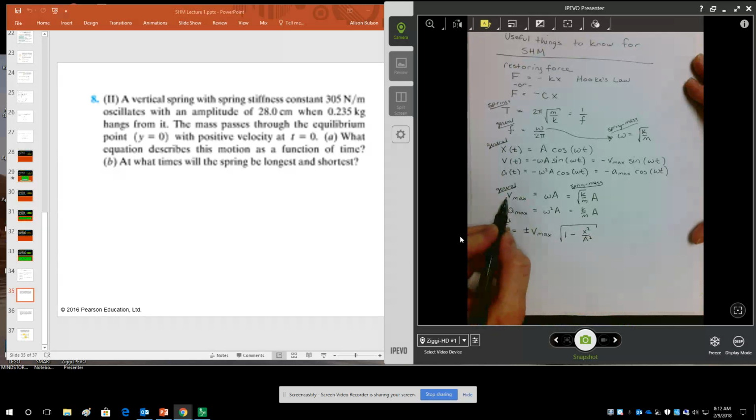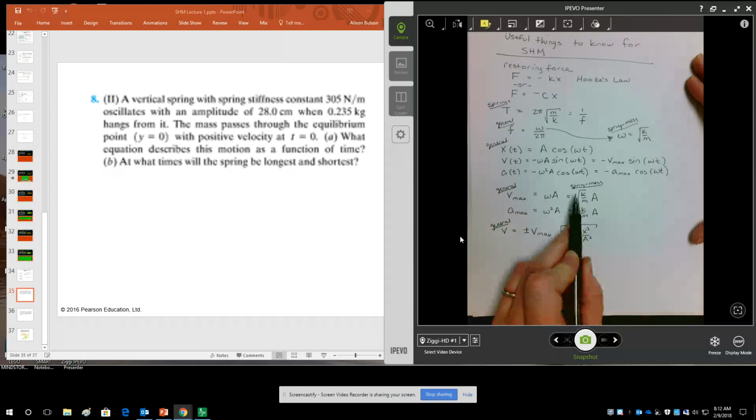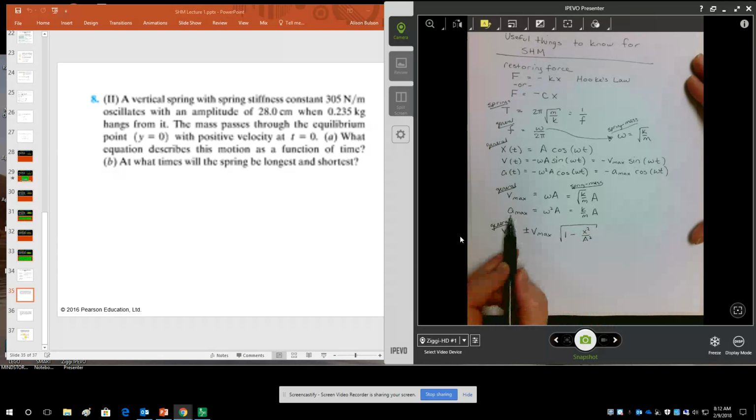In general, maximum velocity is omega A. Specifically for a spring mass, since omega is square root of k over m, the maximum linear velocity is square root of k over m times A. In general, the maximum acceleration is omega squared A; specifically for a spring mass system, that's k over m times A.